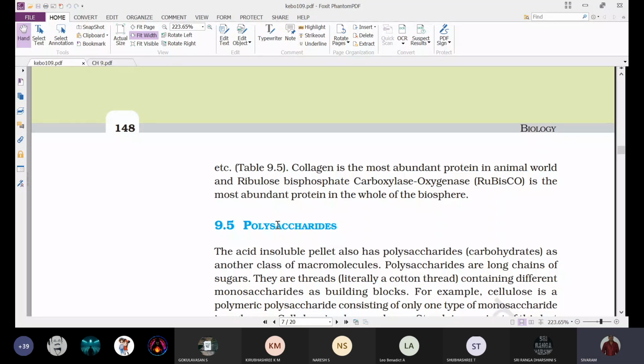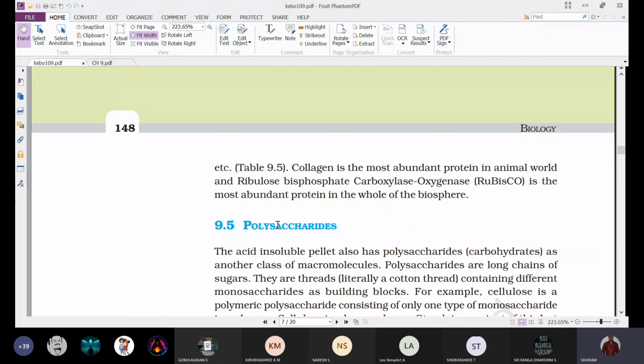And next, coming to the most abundant protein in the animal world, remember this one: collagen. Collagen is the most abundant protein in the animal world. Already, while we were discussing structural organization in animals, we came across the tissues. In the connective tissues, we'll find the fibers, white collagen fibers, and these white collagen fibers are made up of collagen, a type of protein.